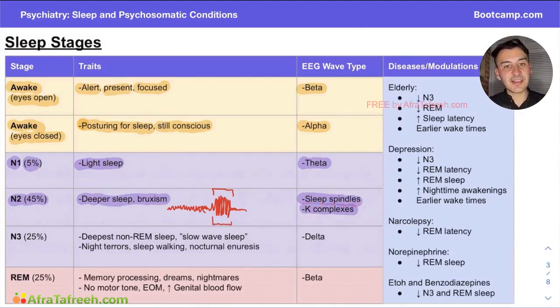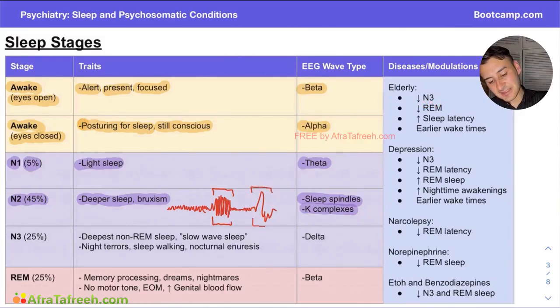And then I'm going to draw a K complex for you guys. A K complex honestly looks a little bit like a QRS complex. However, this is an EEG, and this is the characteristic of a K complex. It's like a big, wide hump, and that is characteristic of this stage of sleep.